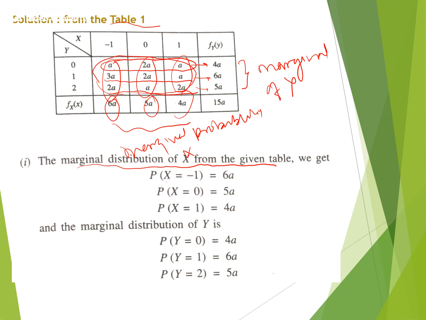Now here we show the marginal distribution of x from the given table, means the marginal probability when x is -1, we get 6a. When x is 0, we get 5a. And when x equal to 1, we get 4a. Similarly, we find the marginal probability or marginal distribution of y. When y equal to 0, we get 4a. Y equal to 1, we get 6a. And probability y equal to 2, we get 5a.